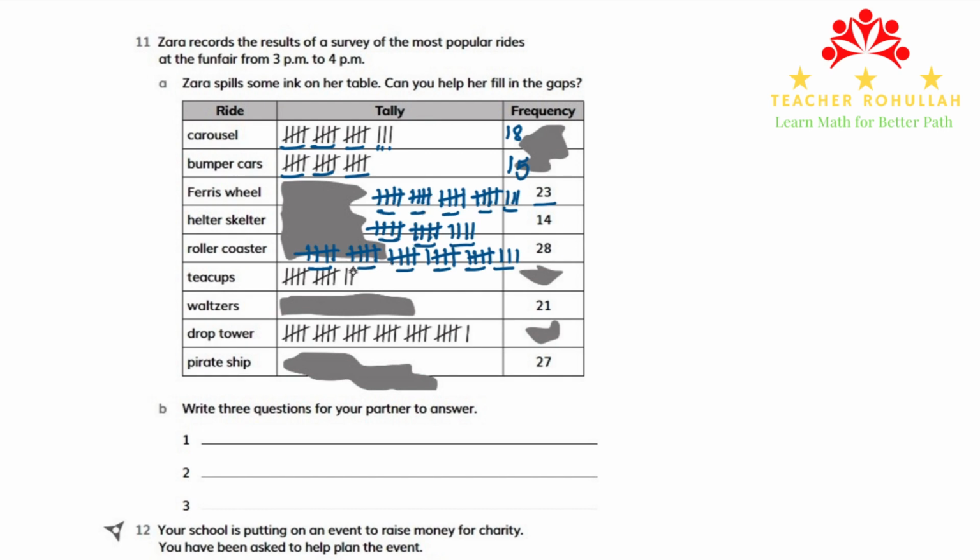In the sixth row, we have the tally marks, but we don't have the frequency. So let's count the tally marks. 5, 10, 11, 12. So 12 will be here.